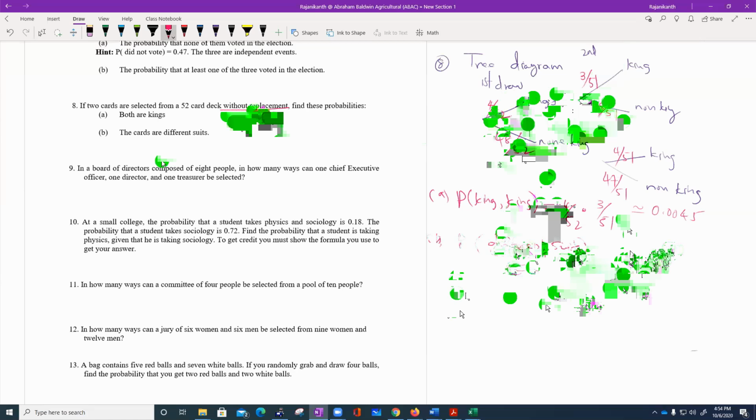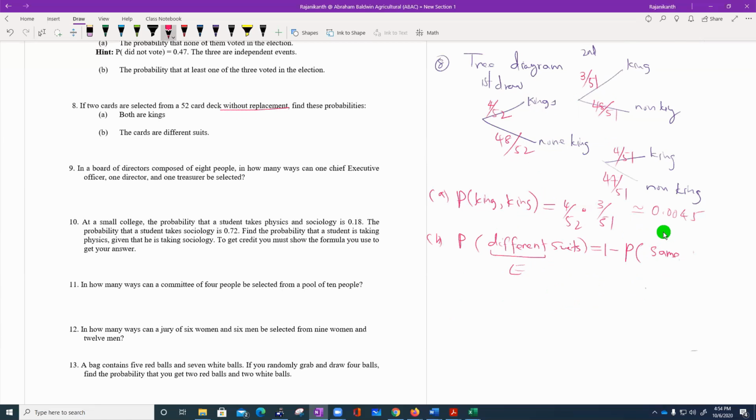Okay. The probability of finding different suit is going to be 1 minus the probability of finding the same suit. How are we going to find that probability? The probability of same suits means what? That means both maybe spades or both maybe clubs, we don't know, or maybe both hearts, or maybe both diamonds, right?